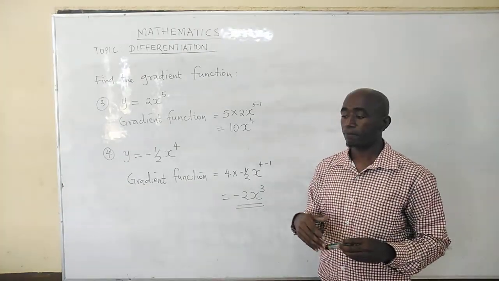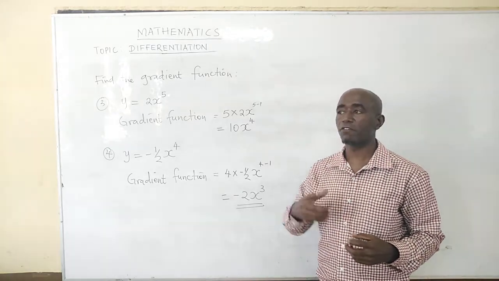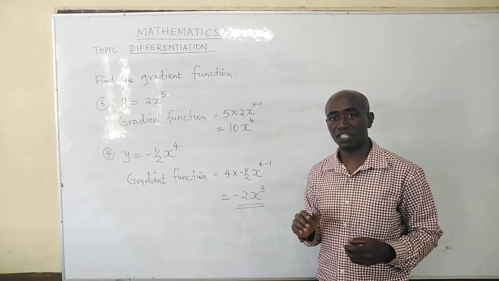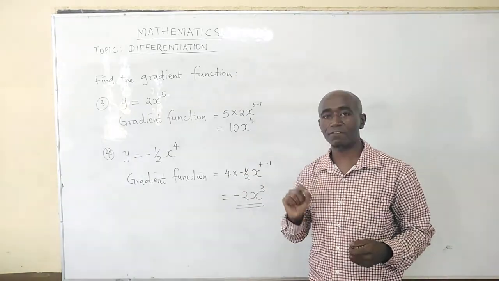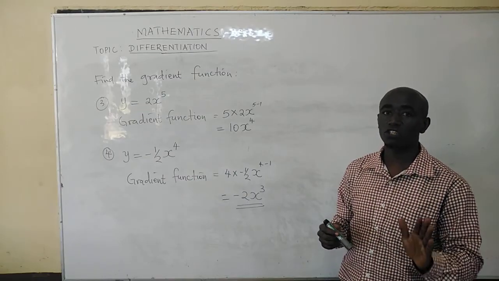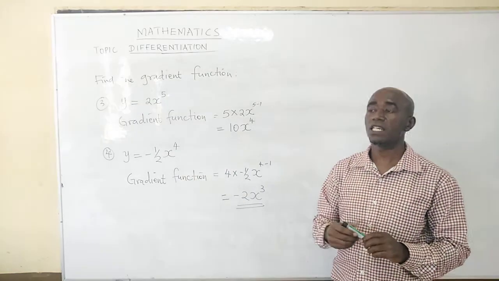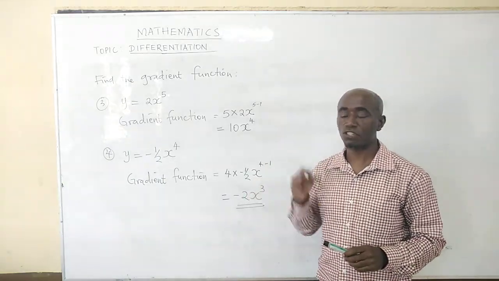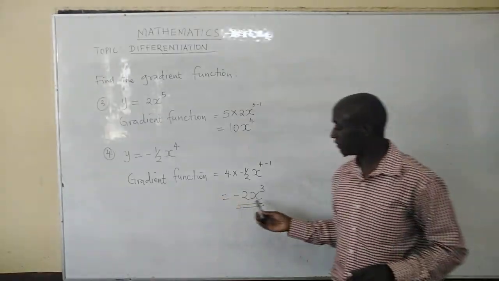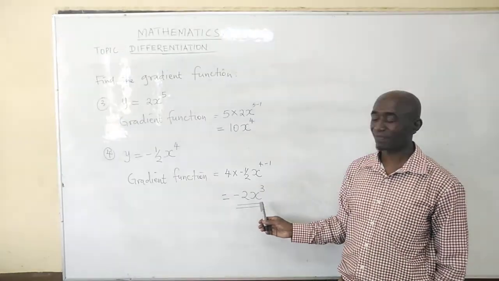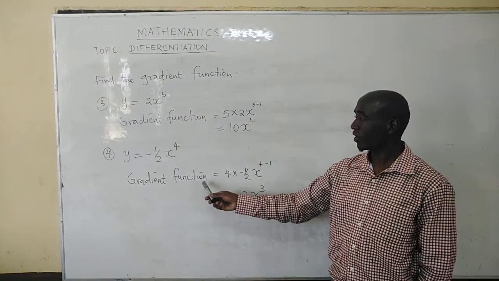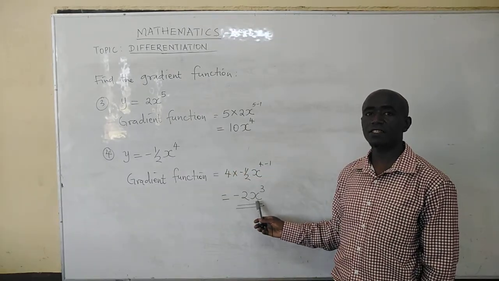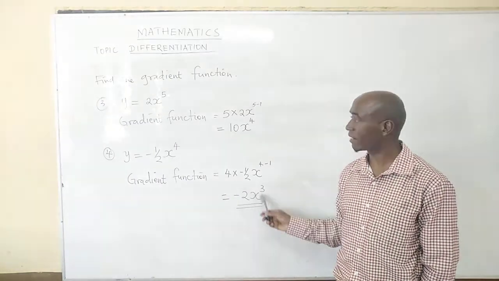So what you should know is that for a curve, the gradient keeps on changing. The gradient is not constant, unlike for a straight line. For a straight line, the gradient is constant. But for a curve, the gradient is not constant. It keeps on changing, and that is why we look for a gradient function which has a variable in it. This is a curve. The gradient function is this. You see, it has an x in it. So it is not a constant. It has a variable in it.